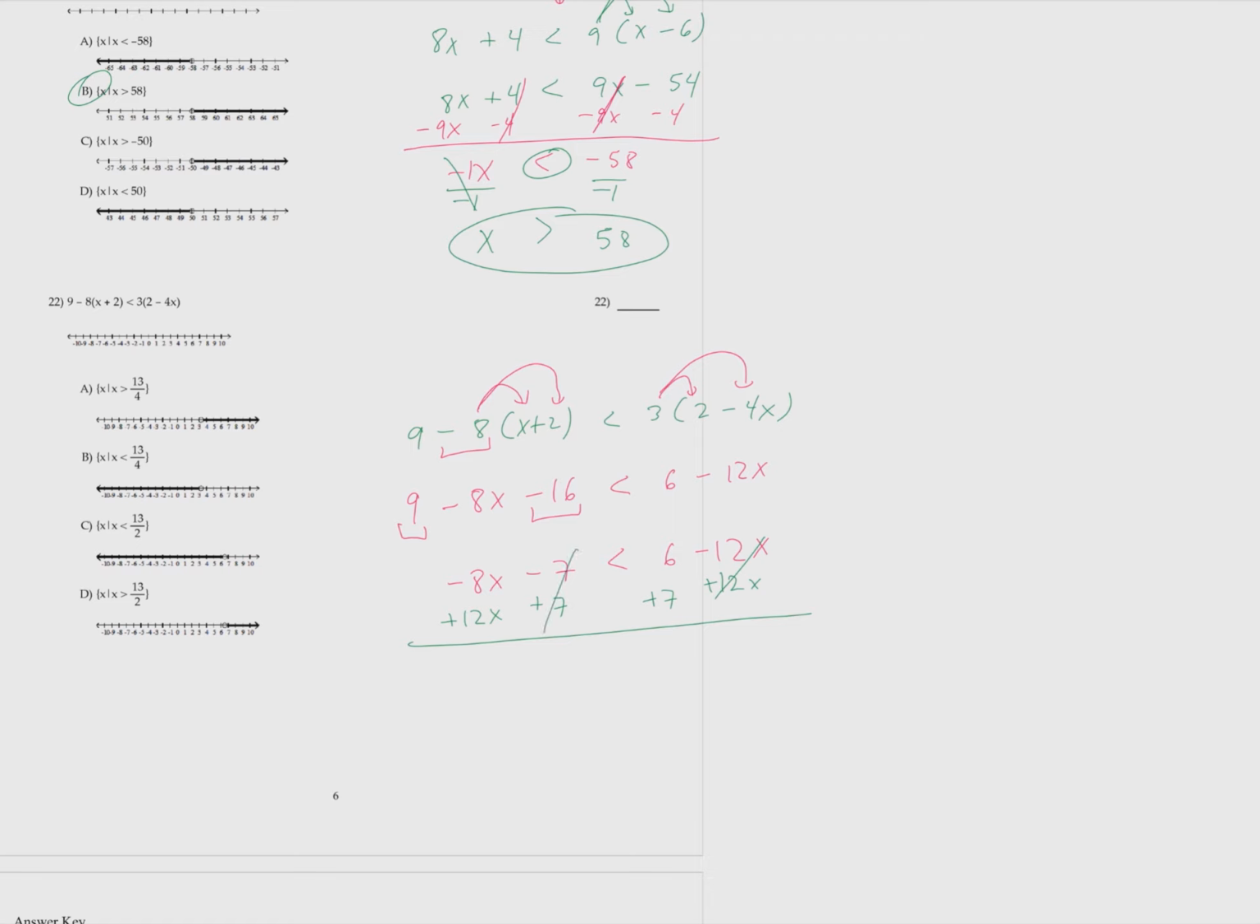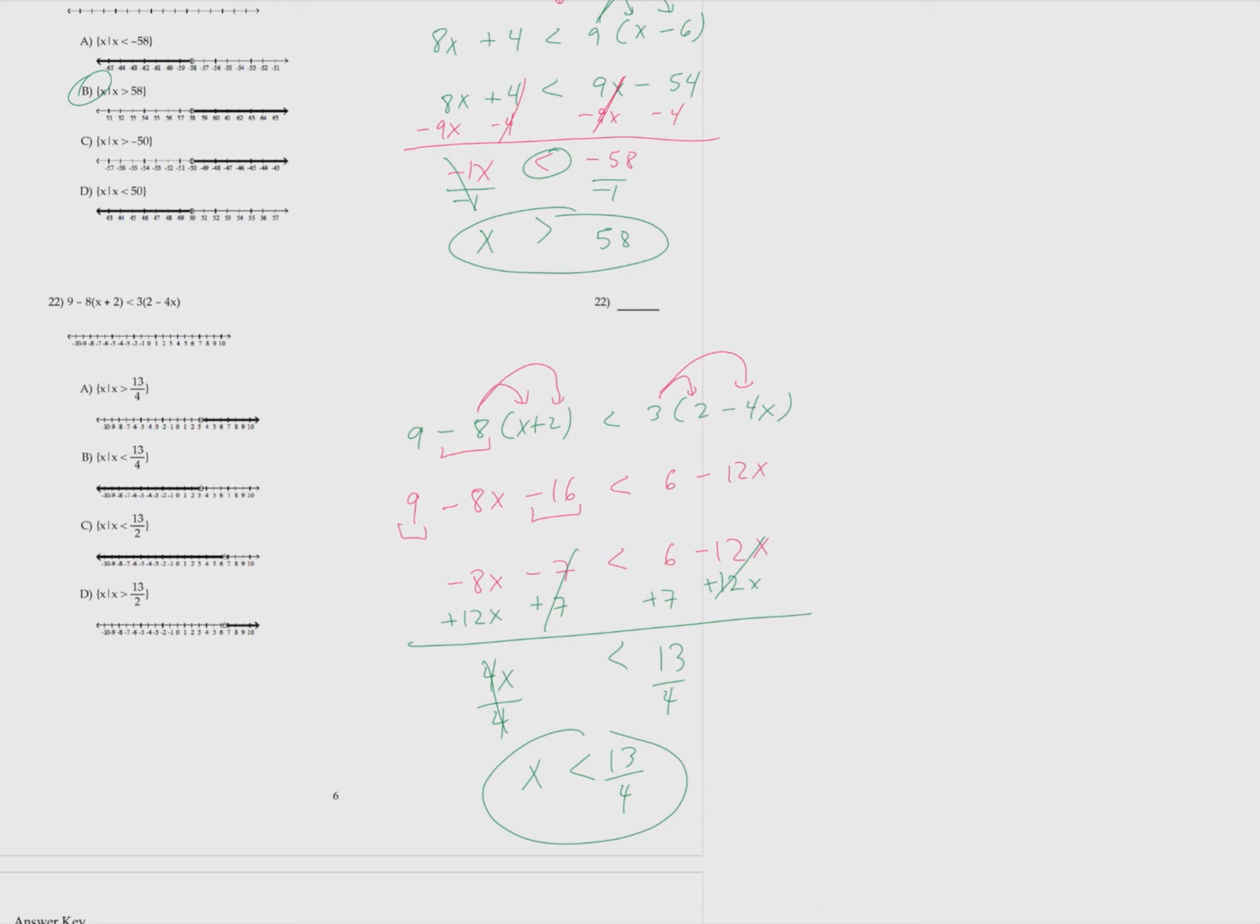I now have negative 8 plus 12, that's 4x. This inequality does not change. All right, and 6 plus 7, what is that, 13, I believe? So now we're almost there. We have one more step. We have to get rid of that 4 that's multiplying by dividing. And whatever I divide on one side, I divide on the other. So the answer is going to be 13 over 4, but it's still less than. Notice I didn't have to change the inequality because I never divided or multiplied by a negative. So I didn't have to flip it.